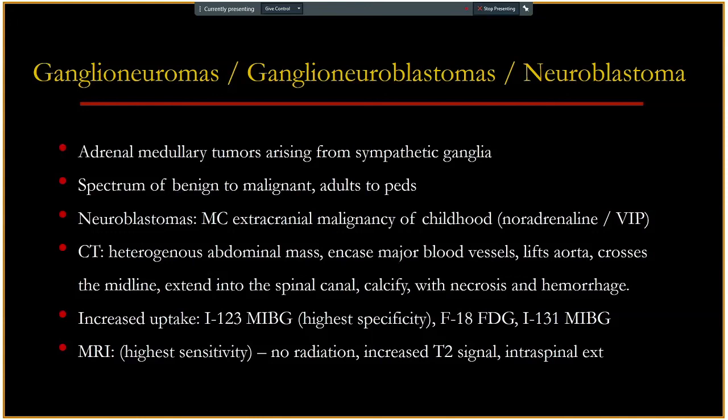They also show increased uptake with I-123 MIBG, which has the highest specificity. They're also FDG avid and take up I-131 MIBG. They take up I-123 MIBG, but they can be treated with a high dose of I-131 MIBG, which is a beta emitter. MRI, you should know, has the highest sensitivity. So I-123 MIBG has the highest specificity, but MRI has the highest sensitivity. MRI is preferred because it uses no radiation. We see increased T2 signal, and the intraspinal extension is very well visualized on MR versus nuclear medicine imaging.